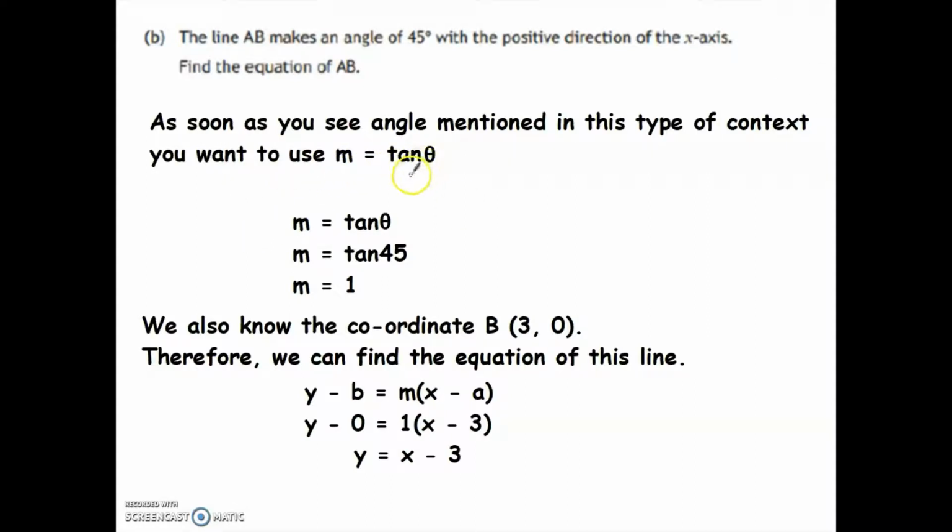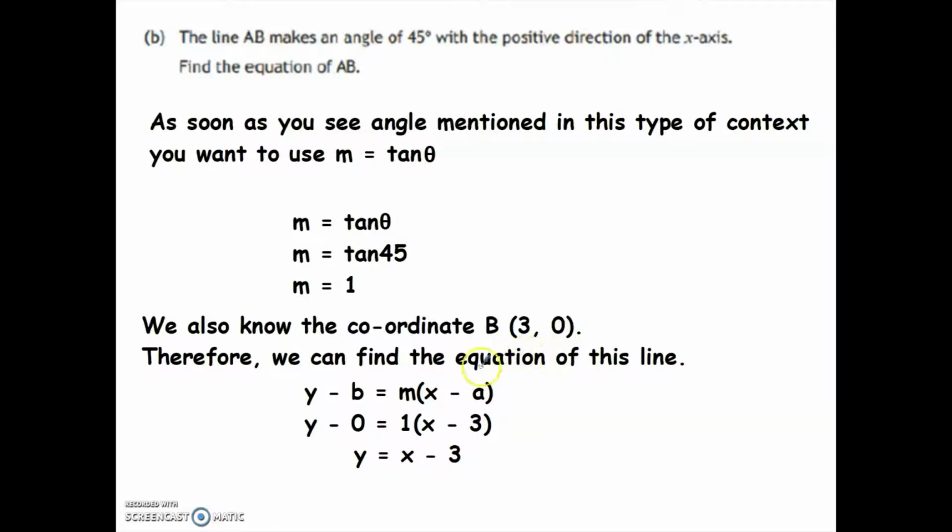So what you can do is, you can use m equals tan theta to get the gradient. So we replace theta by 45, and that gives me a gradient of 1, because tan 45 is equal to 1. But we also know the coordinate of B is (3, 0). And what you should remember from National 5 is, if you have got one coordinate and a gradient, you're able to find the equation of the straight line.